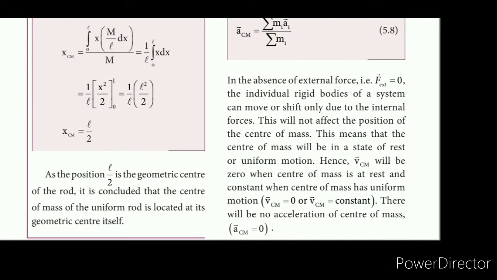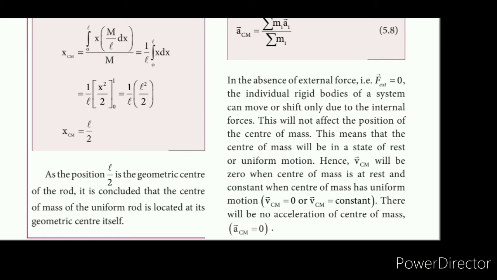Okay, in the absence of external force, F equal to 0, the individual parts of the rigid body system can move or shift only due to internal forces. This will not affect the position of the center of mass. This means the center of mass will be in a state of rest or uniform motion. Hence VCM will be 0 when the center of mass is at rest, and constant when it has uniform motion. Either 0 or constant, there will be no acceleration of the center of mass.